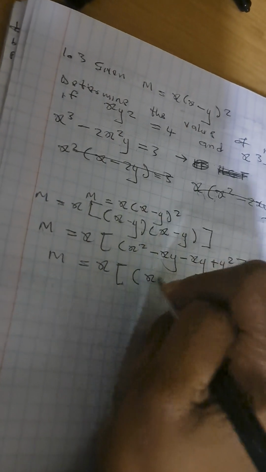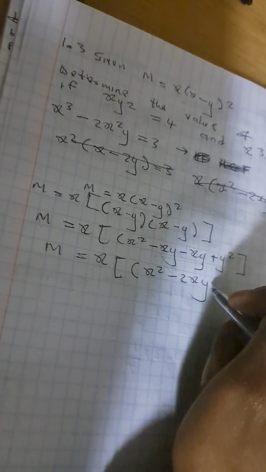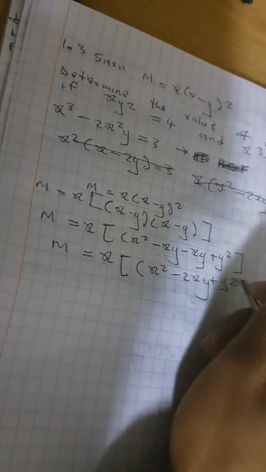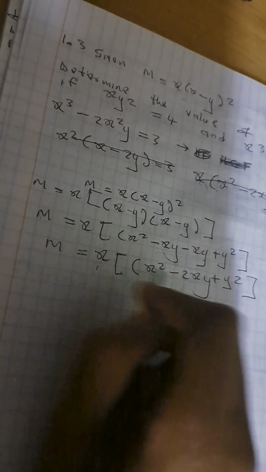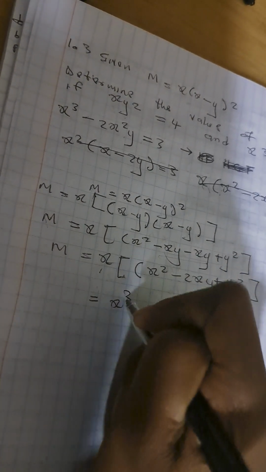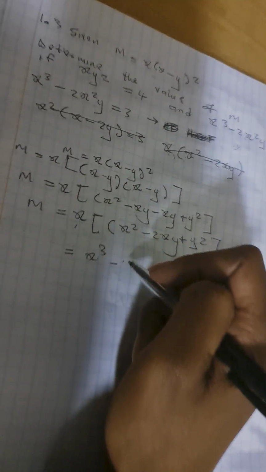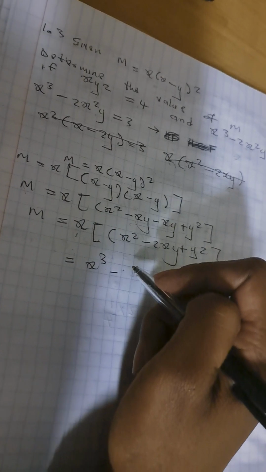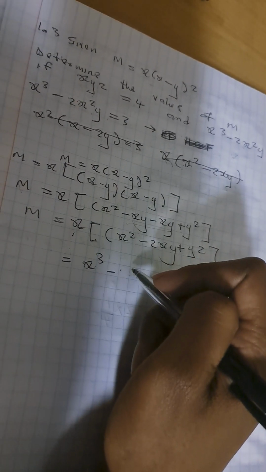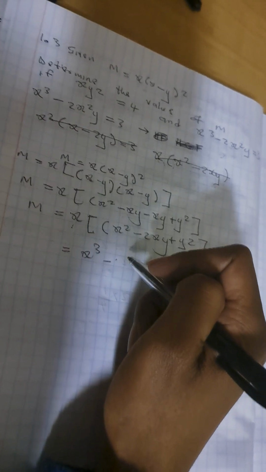And then you have x squared minus 2xy, like terms, plus y squared. And then you distribute the x. You will have your x to the power 3. Don't get scared when it's becoming like this, right? I'm making it simple. I know you've never seen a cubic equation before. X to the power 3 is a cubic equation.